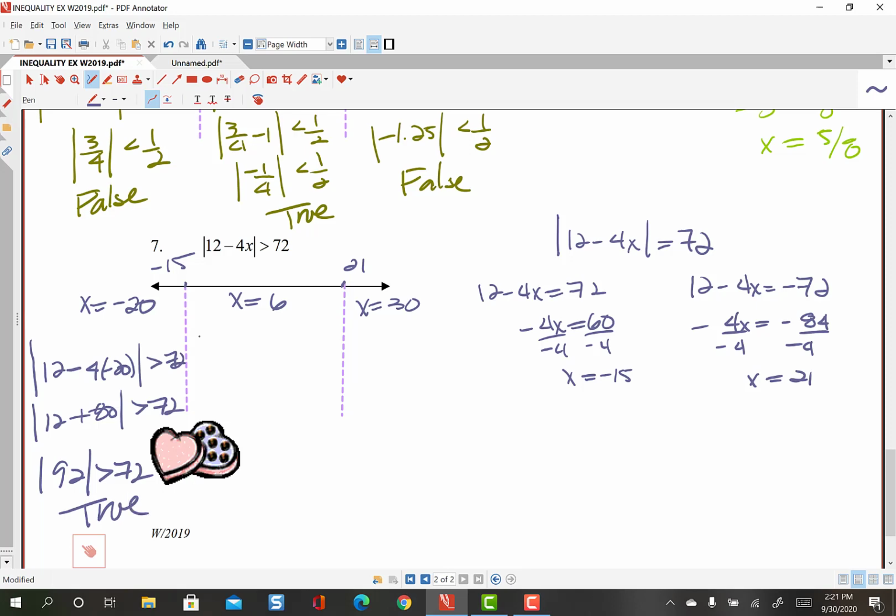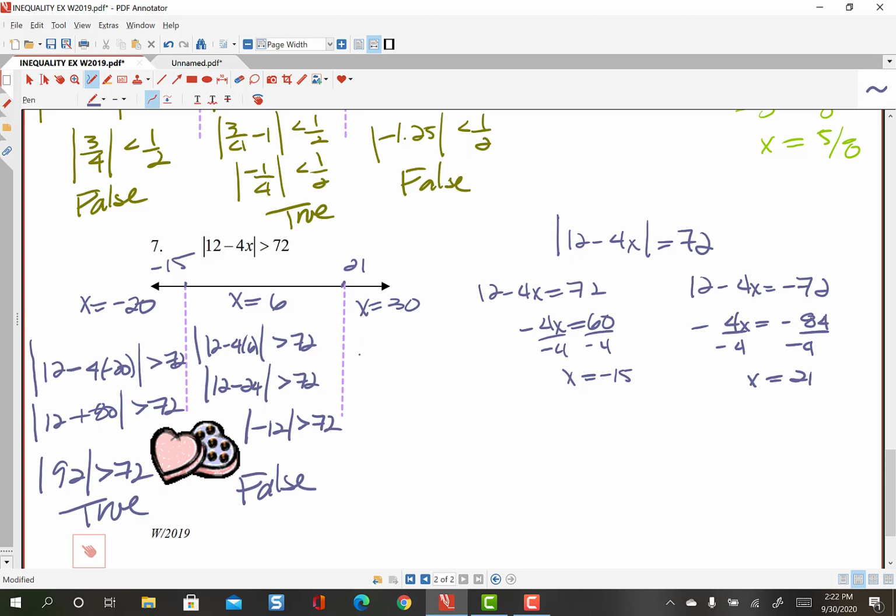All right, so now let's say if we move over to the middle, I'm going to have 12 minus 4 times 6 is greater than 72. So this is going to be 12 minus 24, or the absolute value of negative 12 is greater than 72. So if you take the absolute value of negative 12, you're just going to get 12. That is definitely not larger than 72. This is going to be false here.